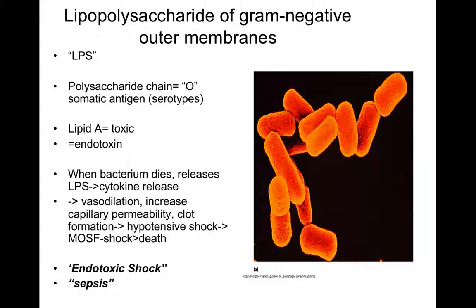organs. Another consequence of endotoxin release is that it triggers the clotting cascade. So now we're going to start throwing little blood clots everywhere. And that's a phenomenon called DIC, disseminated intravascular coagulation, that further blocks blood flow to our organs. We end up with multiple organ system failure, right? Hypotensive shock, and this can lead to death. So this is often called endotoxic shock or gram-negative sepsis, and it can happen very rapidly.